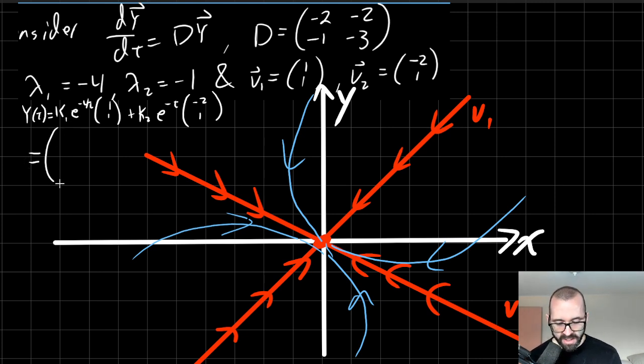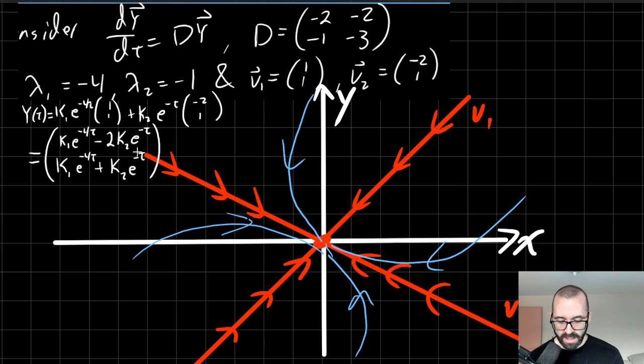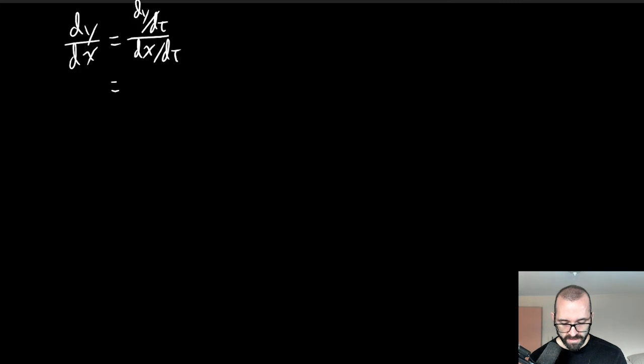We could rewrite this as a vector. This is k1 e to the negative 4t times 1 plus k2 e to the negative t times negative 2. It's k1 e to the negative 4t times 1 plus k2 e to the negative t times 1. This is our x and this is our y. Oh gosh, I needed that on the next page. Okay, so what is dy dt?